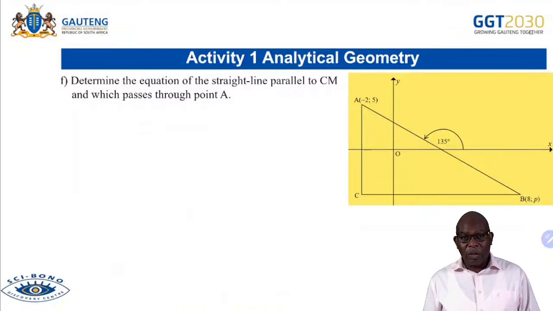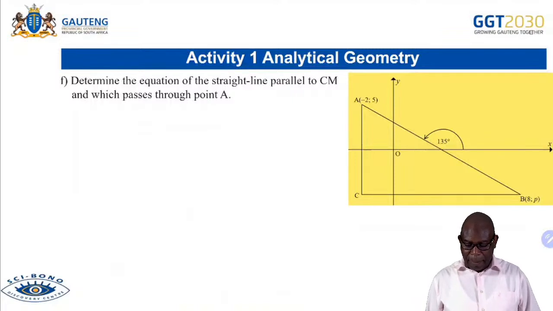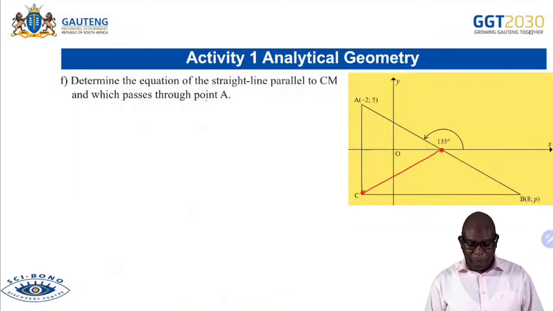Then the last question on this activity, on this part, is on the same question here. You can see we have a lot of questions that are based on this. So whatever you got in 1.1, you can use it in A. Determine the equation of the straight line parallel to CM. So here is our CM. We need the equation of the straight line parallel to CM, but that line should pass through point A.